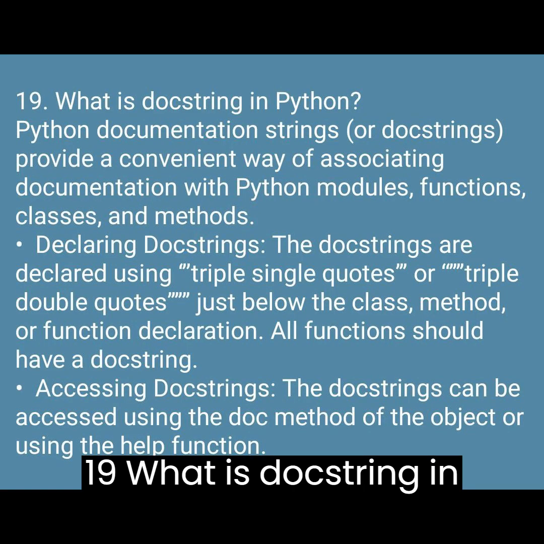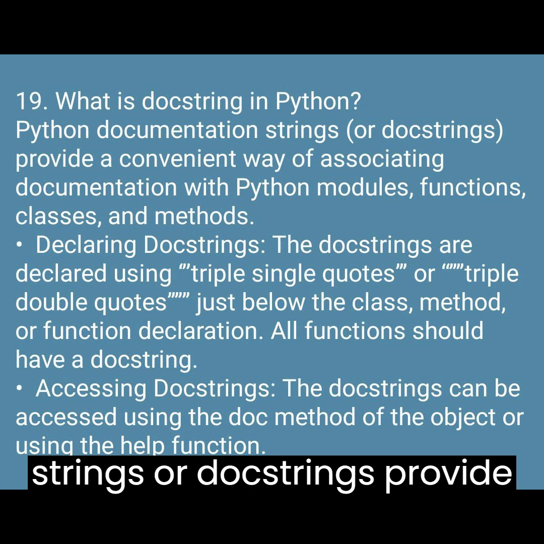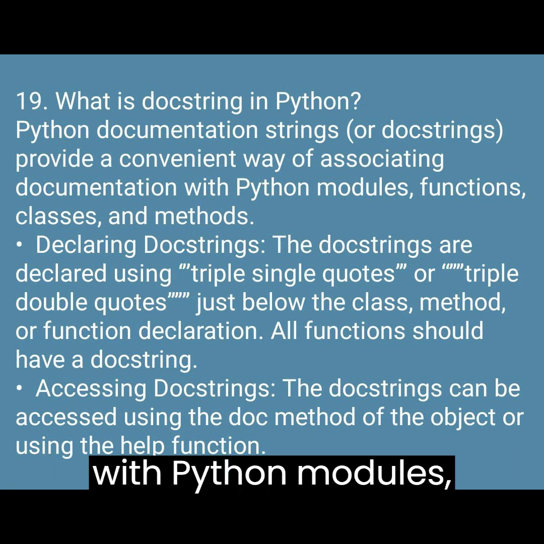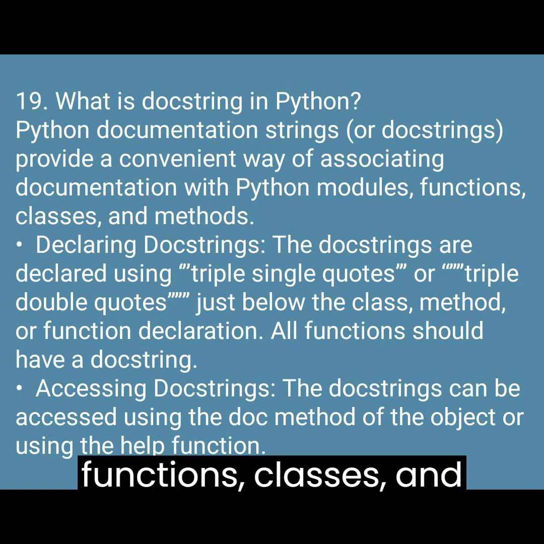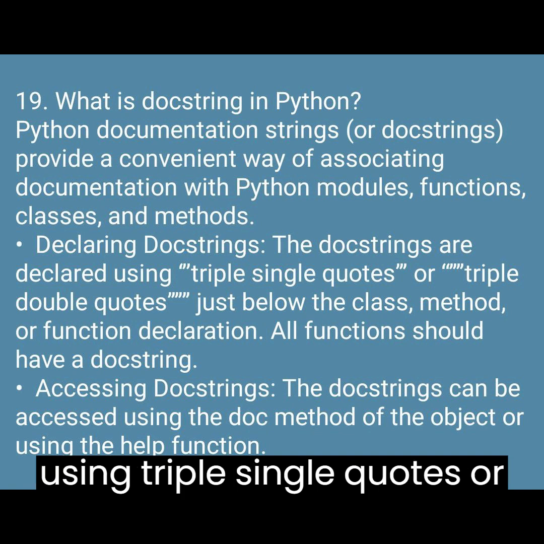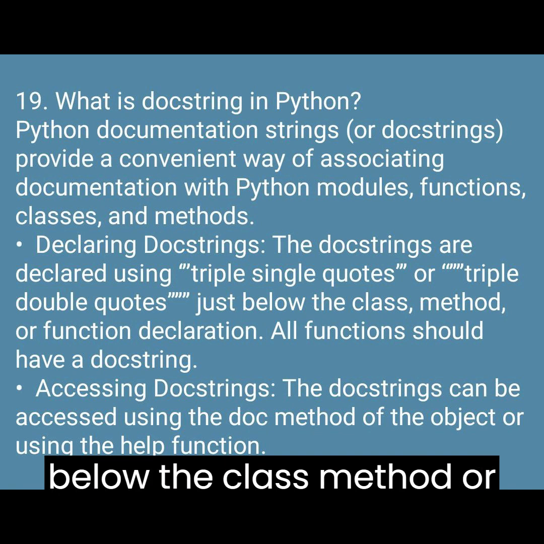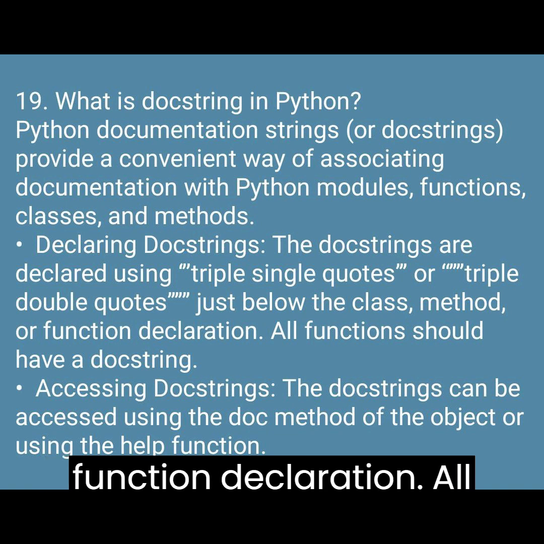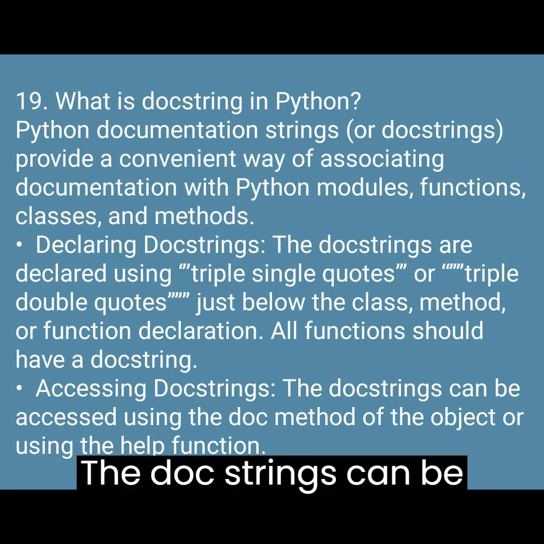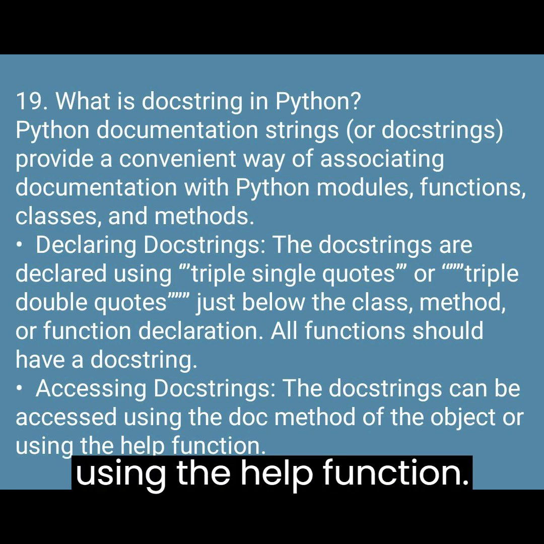19. What is docstring in Python? Python documentation strings, or docstrings, provide a convenient way of associating documentation with Python modules, functions, classes, and methods. Declaring docstrings. The docstrings are declared using triple single quotes or triple double quotes just below the class, method, or function declaration. All functions should have a docstring. Accessing docstrings. The docstrings can be accessed using the __doc__ method of the object or using the help function.